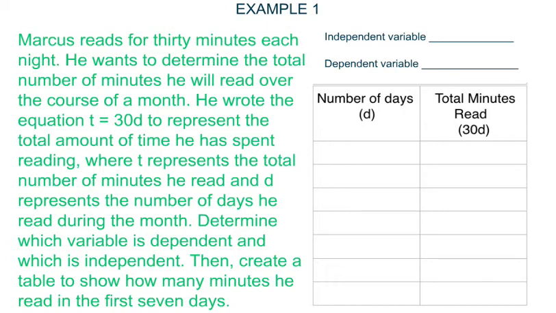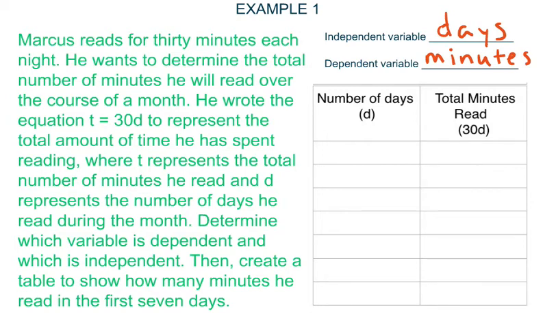So the reading, the minutes depends on the days. The days don't depend on the reading. The reading only happens if another day happens. So let's look at the days, and we want to know the independent variable. The independent variable is the days. That one is independent. It's on its own. It changes no matter what. The dependent is the minutes because it depends on the days. If the days don't move, the minutes don't add up.